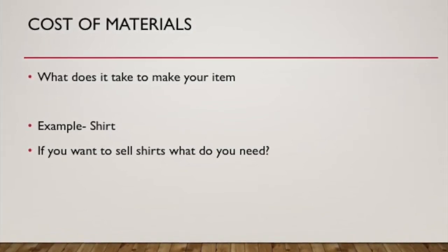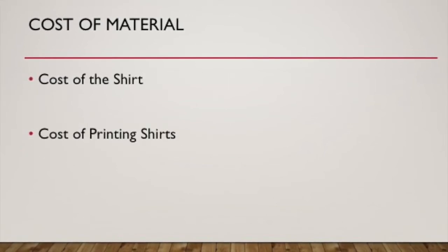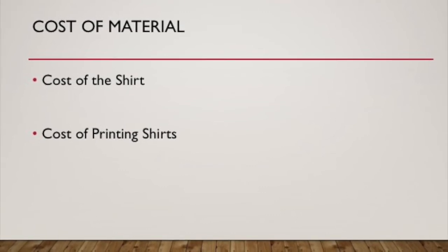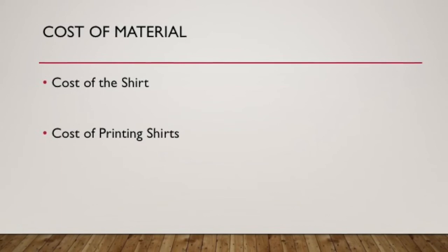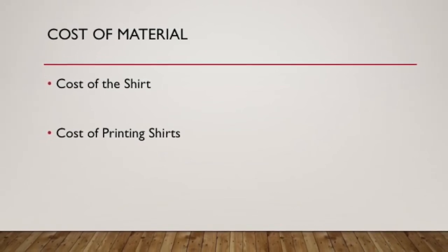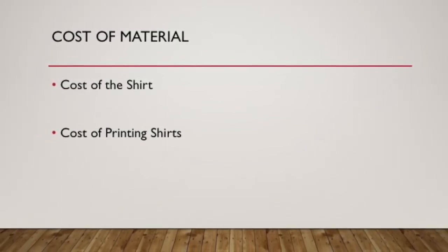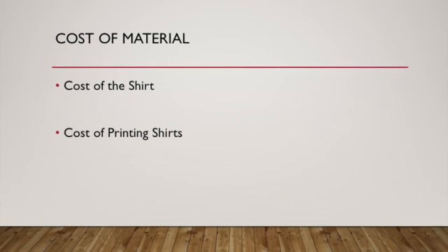So if you go to slide number 9, the cost of the shirt and the cost of printing the shirt. Those are the two things for this item that I need. I already designed that, or she already designed it. Now I need to know how much a shirt costs and how much it's going to cost to get it printed. So those are two items.